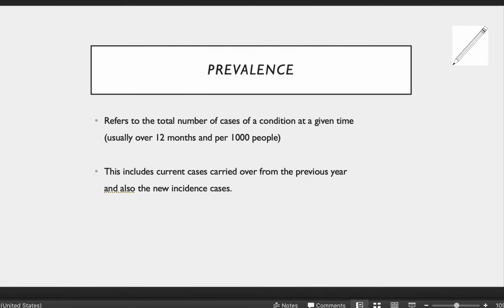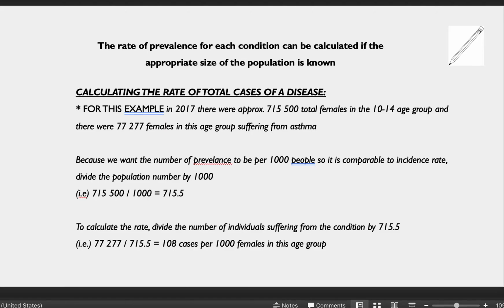The next item we need to take notes about moves on from incidence and talks about prevalence. How prevalent is a condition? Prevalence talks about the total number of cases of a condition, not just how many new cases. It is how many of the older cases are still there and being carried over, and add that to how many new cases. So if I flip down this PowerPoint here, the rate of prevalence for each condition can be calculated if we know the size of that population.